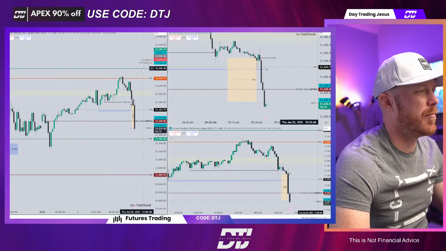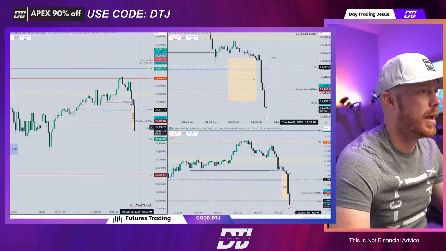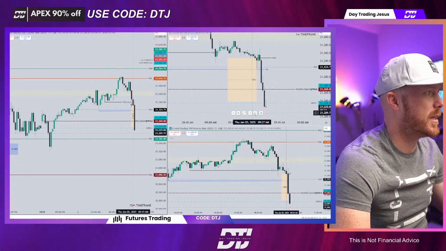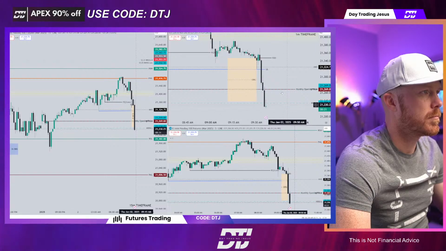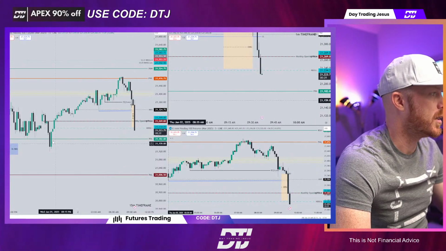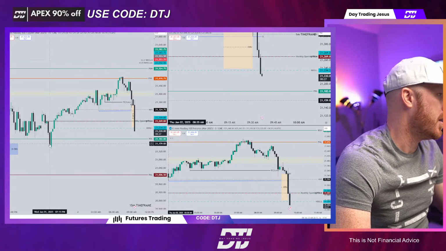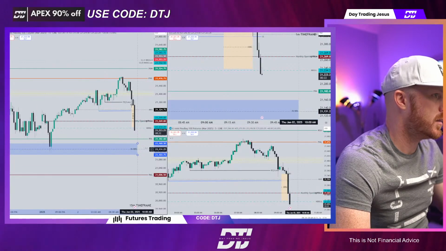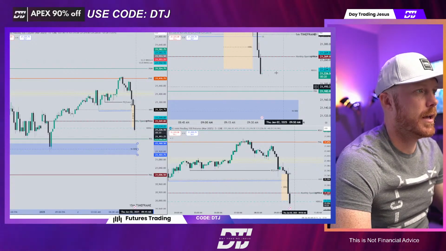There's an 11% chance that we run this high. So there's a better chance of us getting lower prices, because we already had the previous day low ran. So we got this hourly fair value gap.